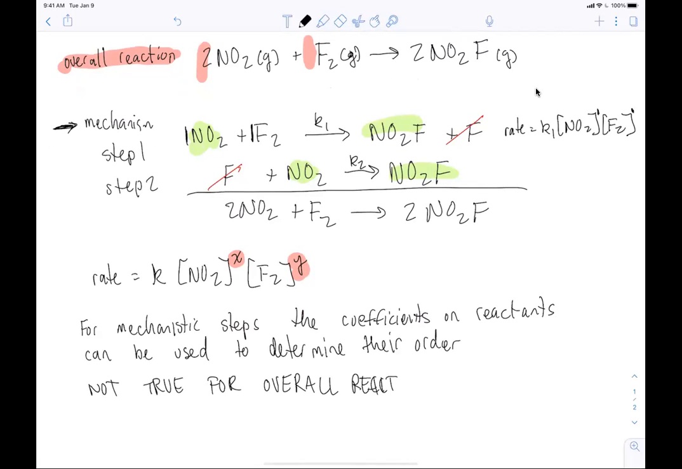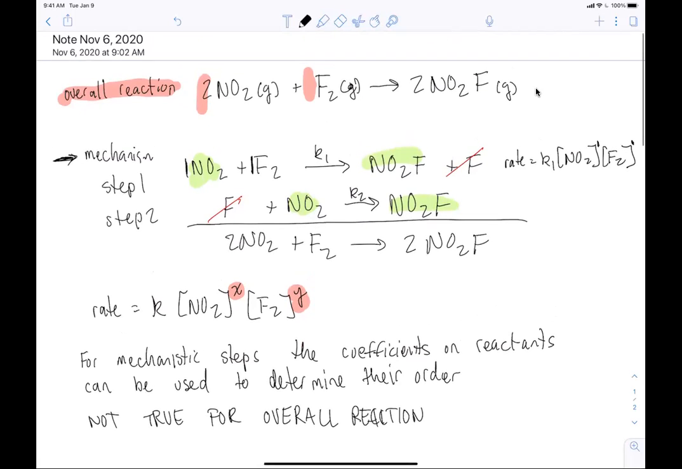And what I mean by that is that we cannot say the same thing for this. We can't just write out a rate for this and just plug in 2 and 1 for it. So we could write out a rate for this second step too, which is that the rate is equal to K2 times fluorine times NO2. And again, we know that those are both to the first power because we're not looking at the overall reaction. We're looking at the actual mechanistic steps.